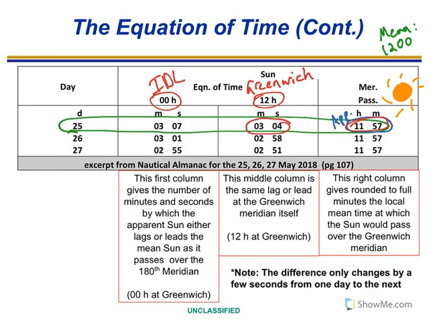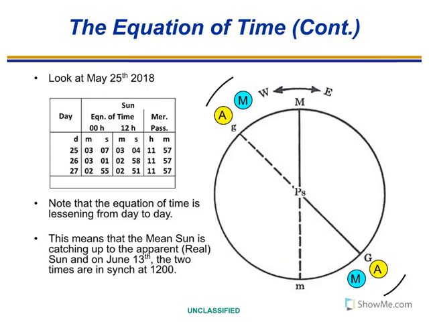And we see here, we break it down even more. So the apparent sun is 3 minutes and 4 seconds ahead of the mean sun. So for this day, the equation of time is 3 minutes and 4 seconds, and the apparent sun is ahead of the mean sun. If we draw it on a time diagram, it looks like this.